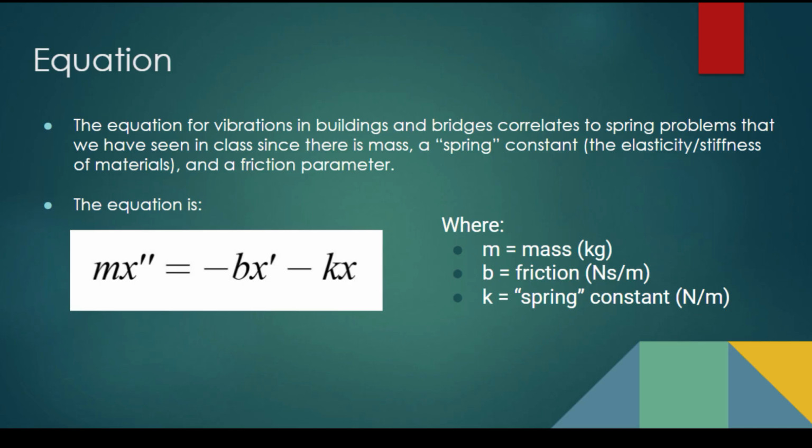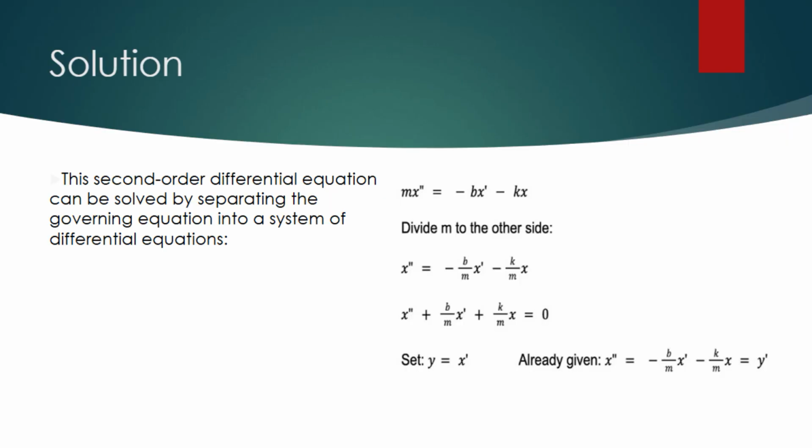This equation for vibration in buildings and bridges correlates to spring problems that we have seen in class, since there's mass, a spring constant, the elasticity/stiffness of a material, and a friction parameter. So this second-order differential equation can be solved by separating the governing equation into a system of equations, which we know how to solve.